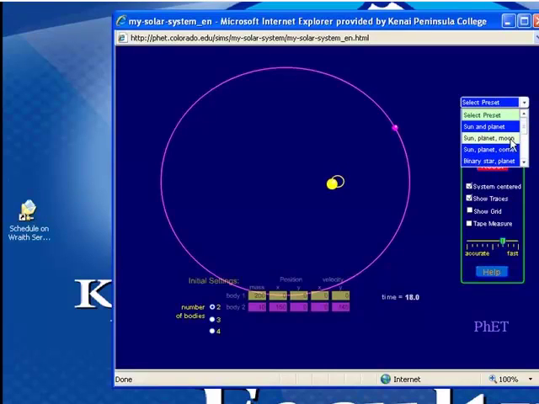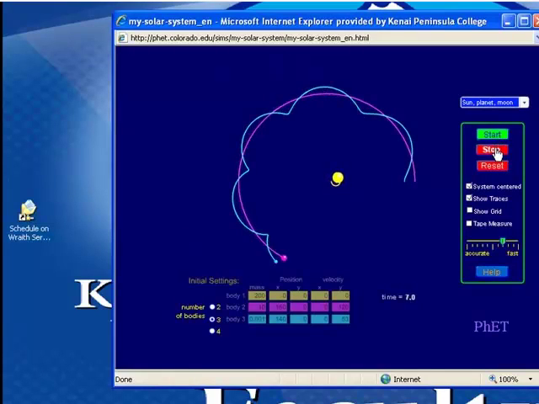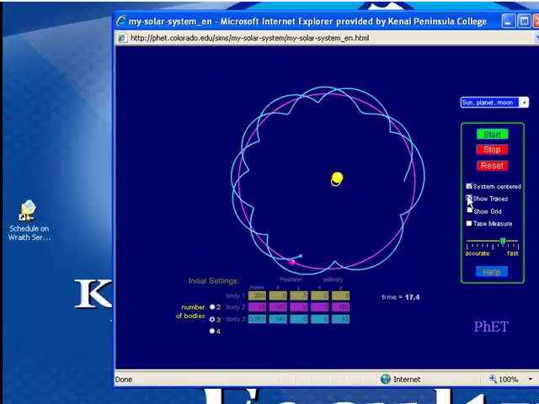Okay, let's do the second one here. Sun, planet, and moon. It says let it run the way it is. What kind of shape does the moon's orbit around the Sun seem to have? Well, it could be kind of described as a flower-shaped orbit.